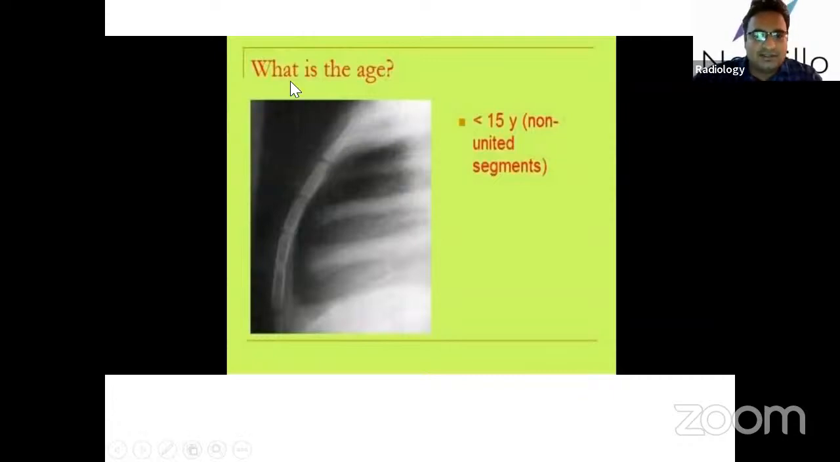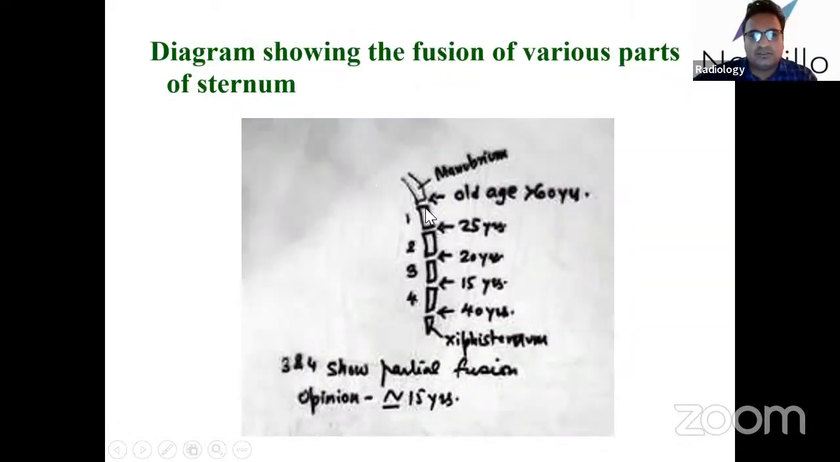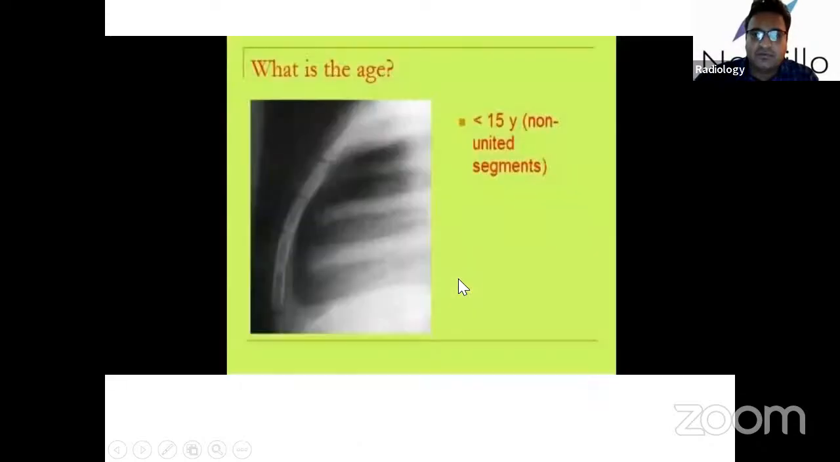Now look at this. Can you see that the first part is unfused? Students, can you correlate this? This first part appears unfused. Now look at the second part. Can you see this radiolucent line over here? It means this part is not fused yet. Now look at the third part, and finally the fourth part. First, second, third, fourth. So we are able to see this fourth part, so the age will be less than 15 years.